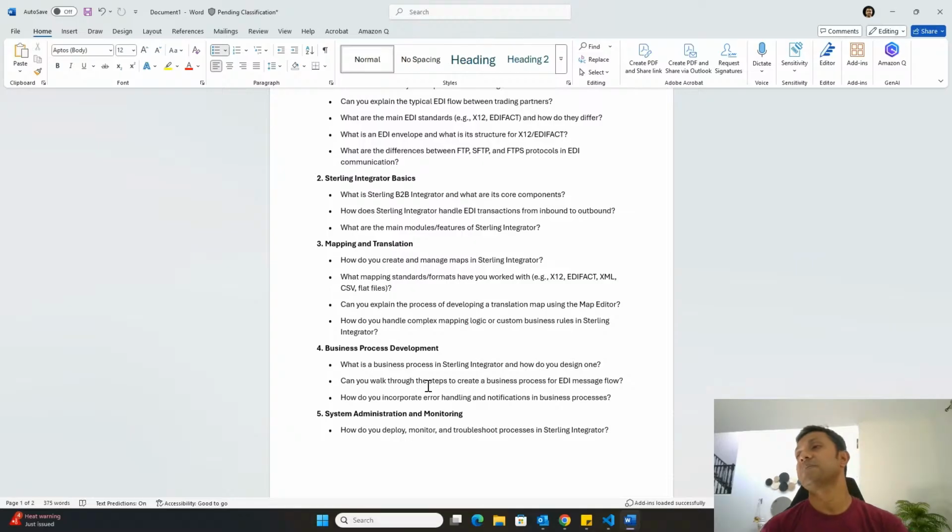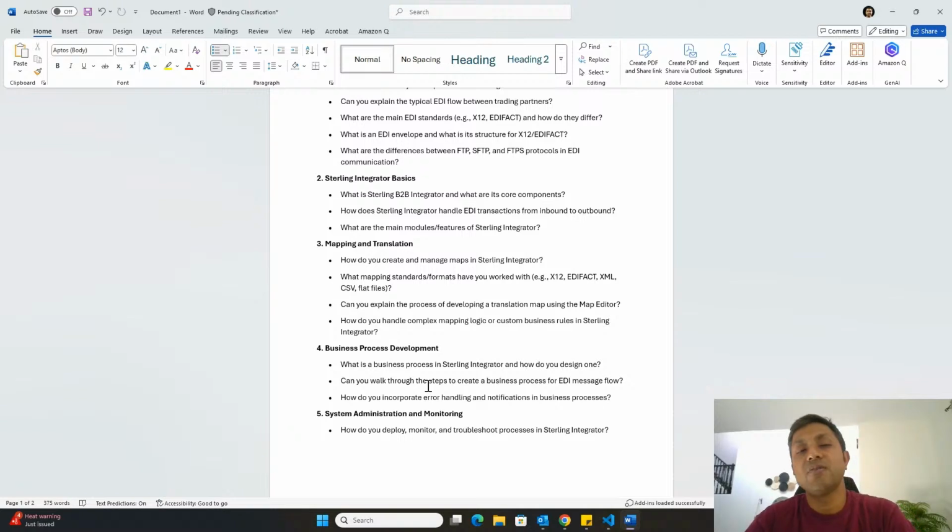The follow-up question might be, can you walk through the steps to create a business process for an EDI message flow, right? This is where you might have to tell some of the service names that you might have used. You don't have to tell all the services that you have used, but at least at a high level, the main services that you might have used for an EDI message flow.